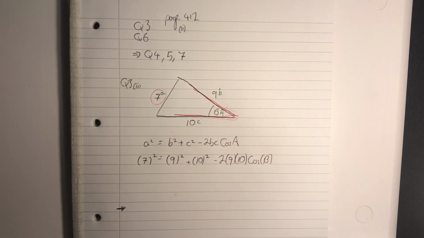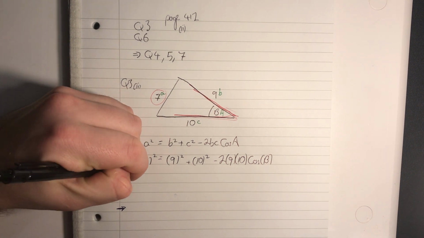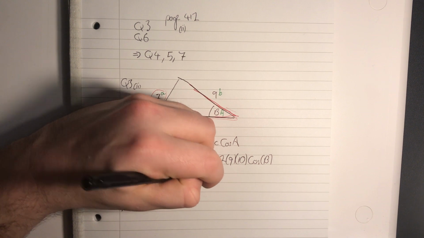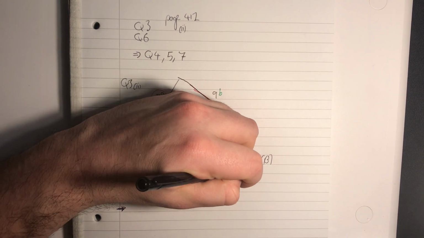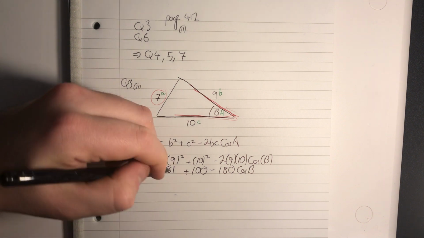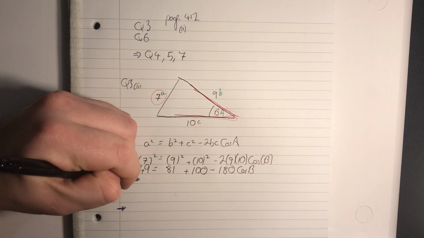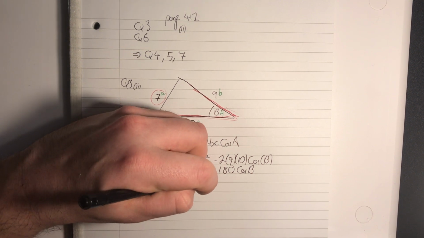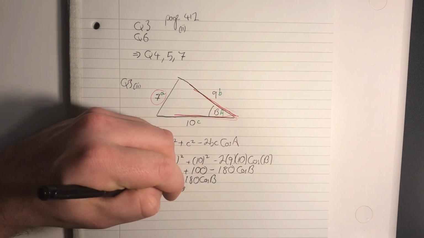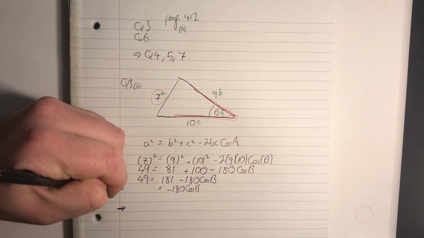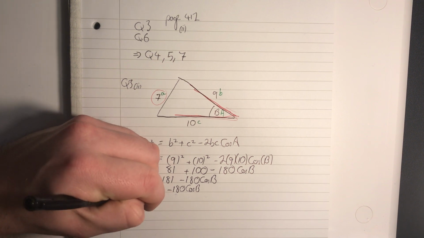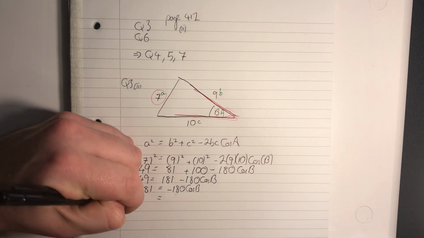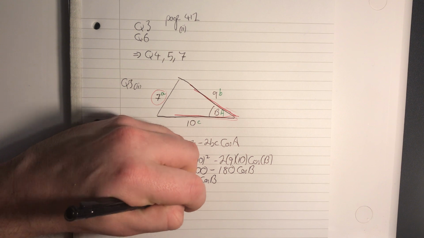Okay. Now, I can start putting stuff in my calculator. That gives me 49. That gives me 81. That gives me 100. That gives me 180 cos of B. So I can now just do it like a normal algebraic sum. 49 is equal to 181 minus 180 cos B. So minus 180 cos B is equal to 49 minus 181. 49 minus 181 equals minus 132, is equal to minus 180 cos of B.